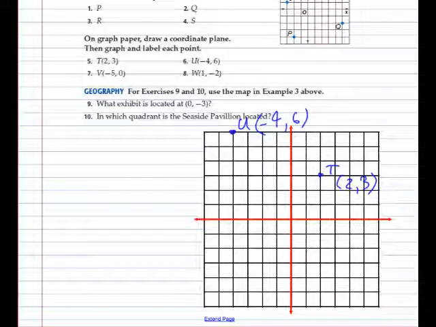V is -5, 0, so 5 to the left, 1, 2, 3, 4, 5. No vertical movement, so point V is -5, 0. And finally, point W is 1 to the right, down 2, to indicate 1, -2. So point W is 1 right, 2 down, 1, -2.